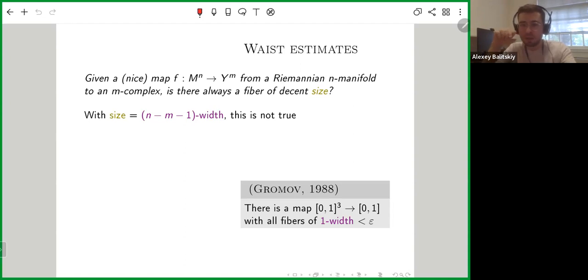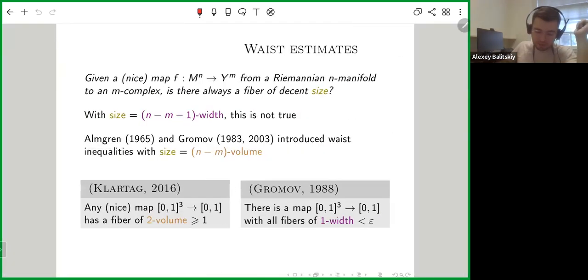So this example of Gromov shows this is not true if you expect it to be literally the generalization, the strengthening of the robust version of the Hurewicz theorem that I mentioned. So you cannot expect that your fibers will be approximately n minus one dimensional. This is too much. Their approximate dimension might actually drop drastically.